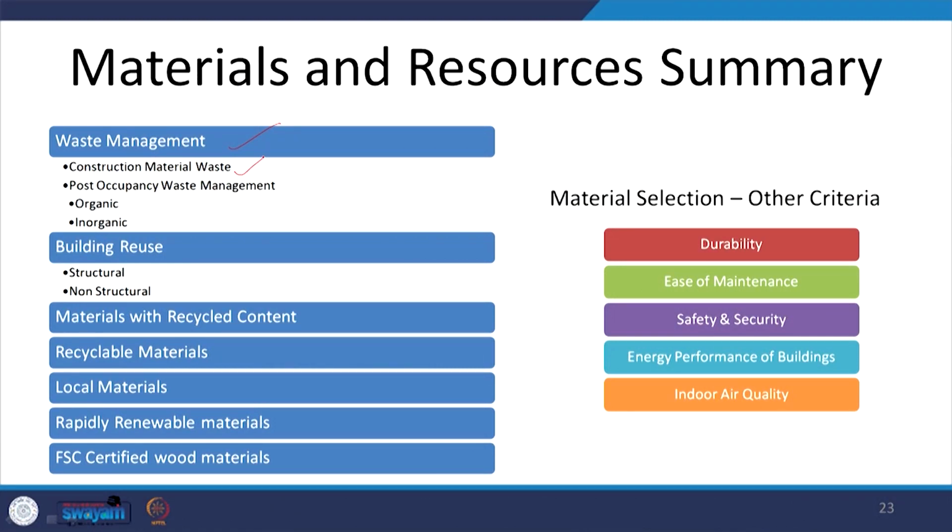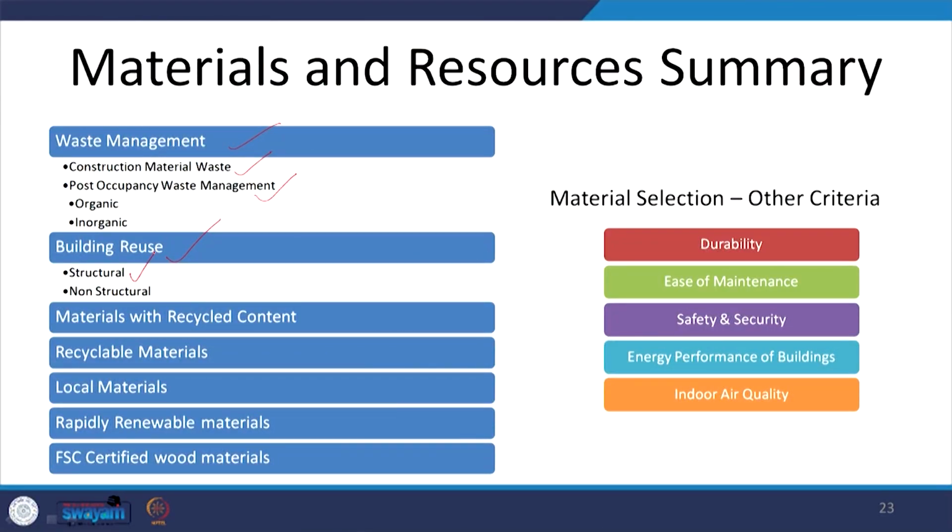So, to summarize whatever we have discussed in this past week on materials and resources, we can quickly club them up under various categories. The first one, we talked about waste management, where we talked about the construction material waste, how to reduce it, recycle it, reuse it. And we also talked about the post occupancy waste management as part of the building design, where a segregated dedicated space has to be provided to store, segregate and recycle the solid waste.